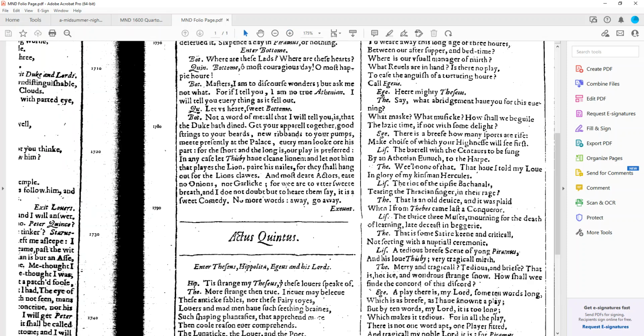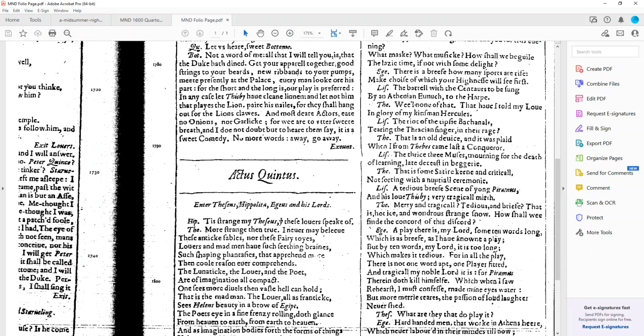Look who enters here. Theseus, Hippolyta, Aegeus and his lords. Not Philostrate, but Aegeus. And actually, if we look later in the scene, Theseus talks not to Philostrate, right over here on the right-hand side, but to Aegeus. Aegeus has the lines that Philostrate had, and so Hermia's father is actually the one on stage with Theseus at the end, speaking these lines.